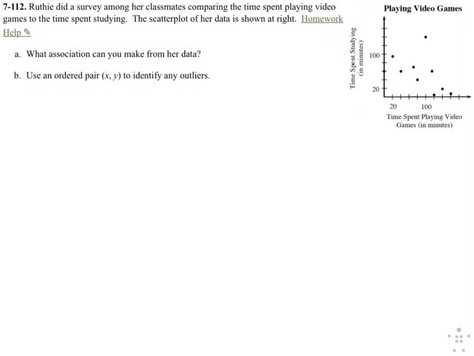Okay, for 112, they created a scatter plot, and the question says, what association can you make from the data? So I clearly see that it looks like, again, it's going like that, right? It's going downhill. So I would say that the association is a negative association.